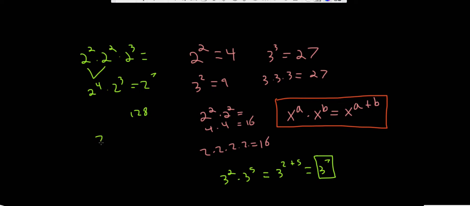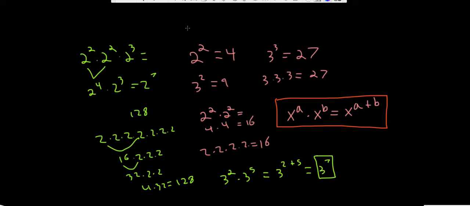Let's double check. 2 times 2 times 2 times 2 times 2 times 2 times 2. Is that 7? Yeah. So that's 4, that's 8, that's 16, times 2 times 2 times 2. 32 times 2 times 2. 4 times 32 is 128. Yes, so it is 128. So right here we used the laws of exponents and we figured out that 2 to the 7th is 128, and we didn't have to multiply it out like this.